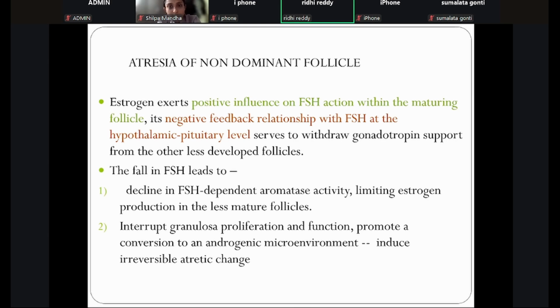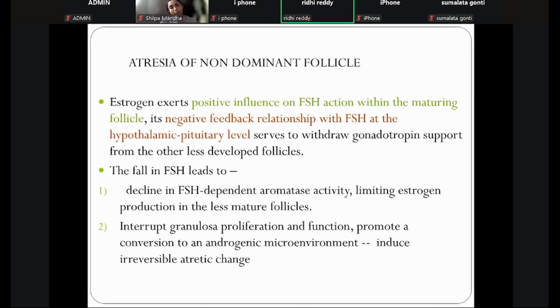This estrogen, which is produced by the dominant follicle, will increase more of the FSH receptors on the dominant follicle. So there will be a positive influence on the dominant follicle, whereas on the other follicles it will deplete the FSH receptors on the non-dominant follicles. So there will be withdrawal of gonadotropin support.